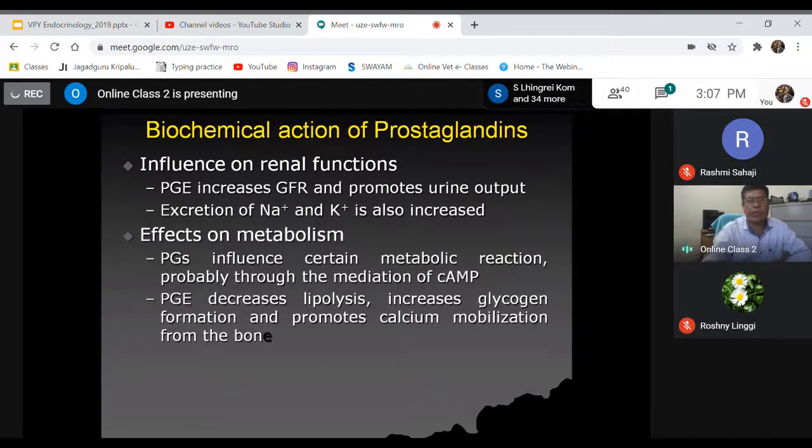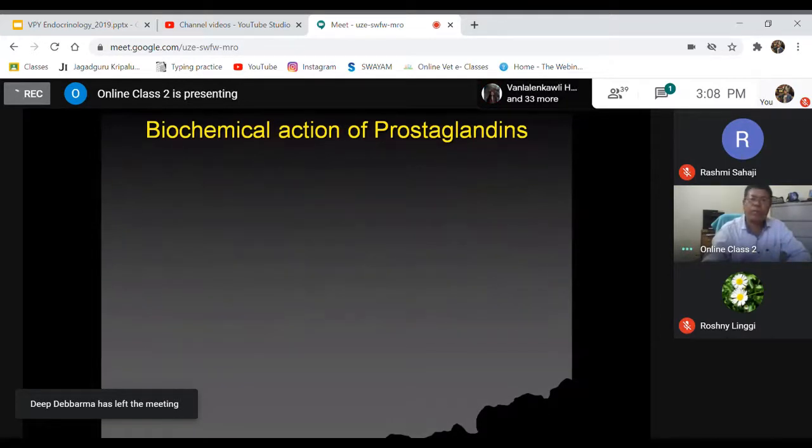Effects on the metabolism. Prostaglandins influence certain metabolic reactions, probably through the mediation of cyclic AMP. PGE decreases the lipolysis, increases the glycogen formation, and promotes the calcium mobilization from the bone. So all these things you need to know. There is nothing much to explain, but you have to go through it and remember it.